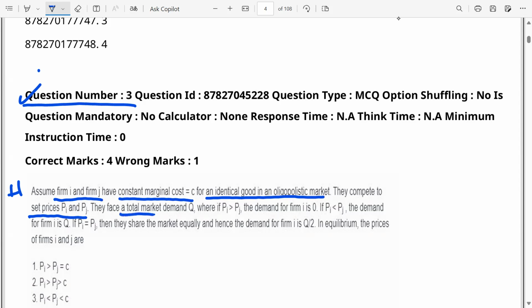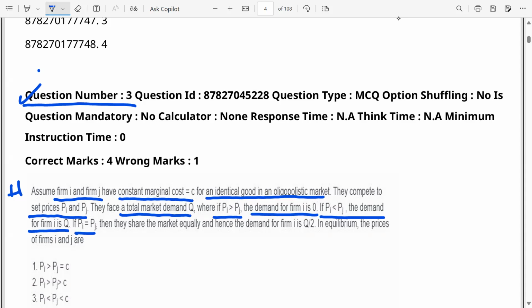The total market demand is Q. If PI is more than PJ, the demand for firm I is 0. So capital Q denotes the total market demand. If firm I charges a higher price than firm J, then firm I's demand will be 0 because all customers are going to go to that firm which charges a lower price. If PI is less than PJ, the demand for firm I is Q. Whichever firm is going to charge a lower price will get all the market demand, which is Q.